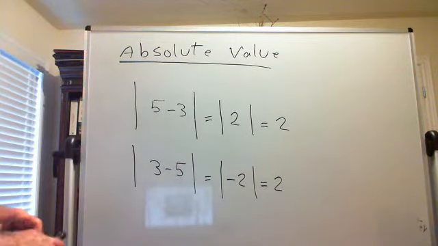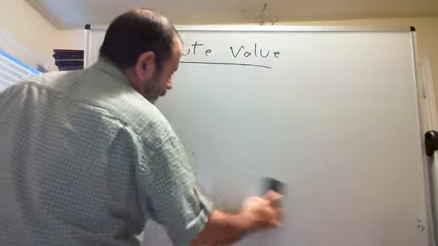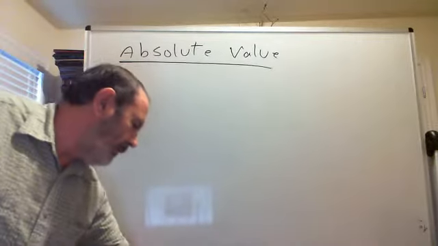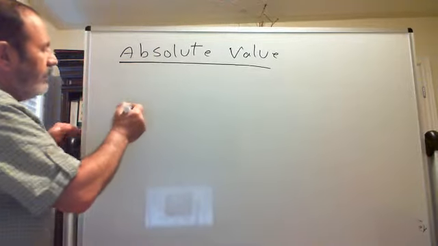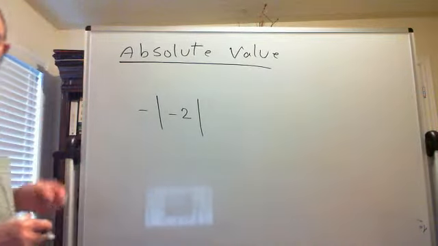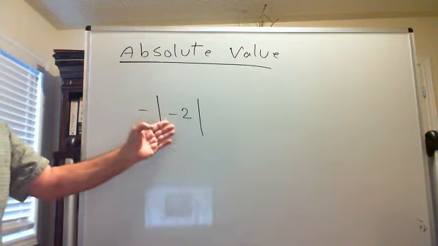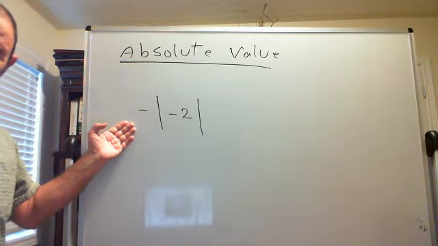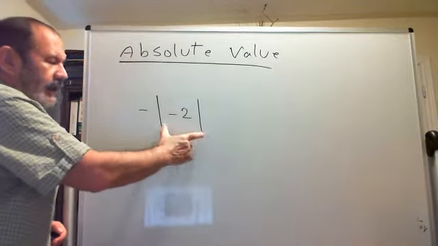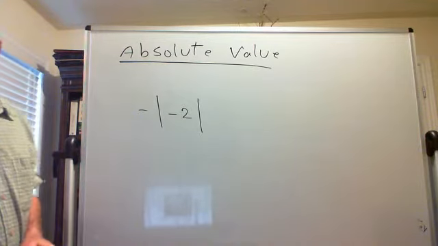Now, one tricky question. It is not that much tricky, but it is a common mistake for some students. What is the negative absolute value of negative 2? Okay. First, can you see we have two negatives? One of them is inside the absolute value, one of them is outside of the absolute value. First, I'm going to simplify inside the absolute value. What is the absolute value of negative 2?